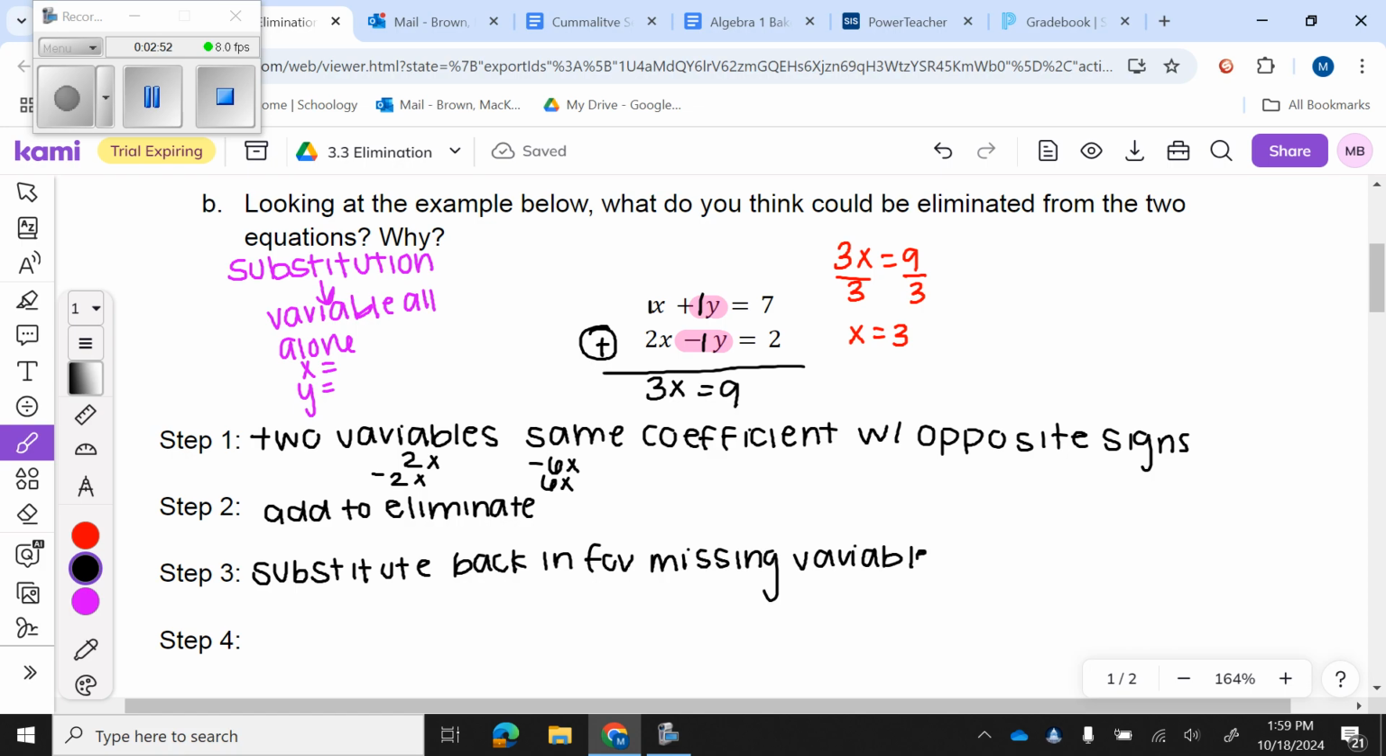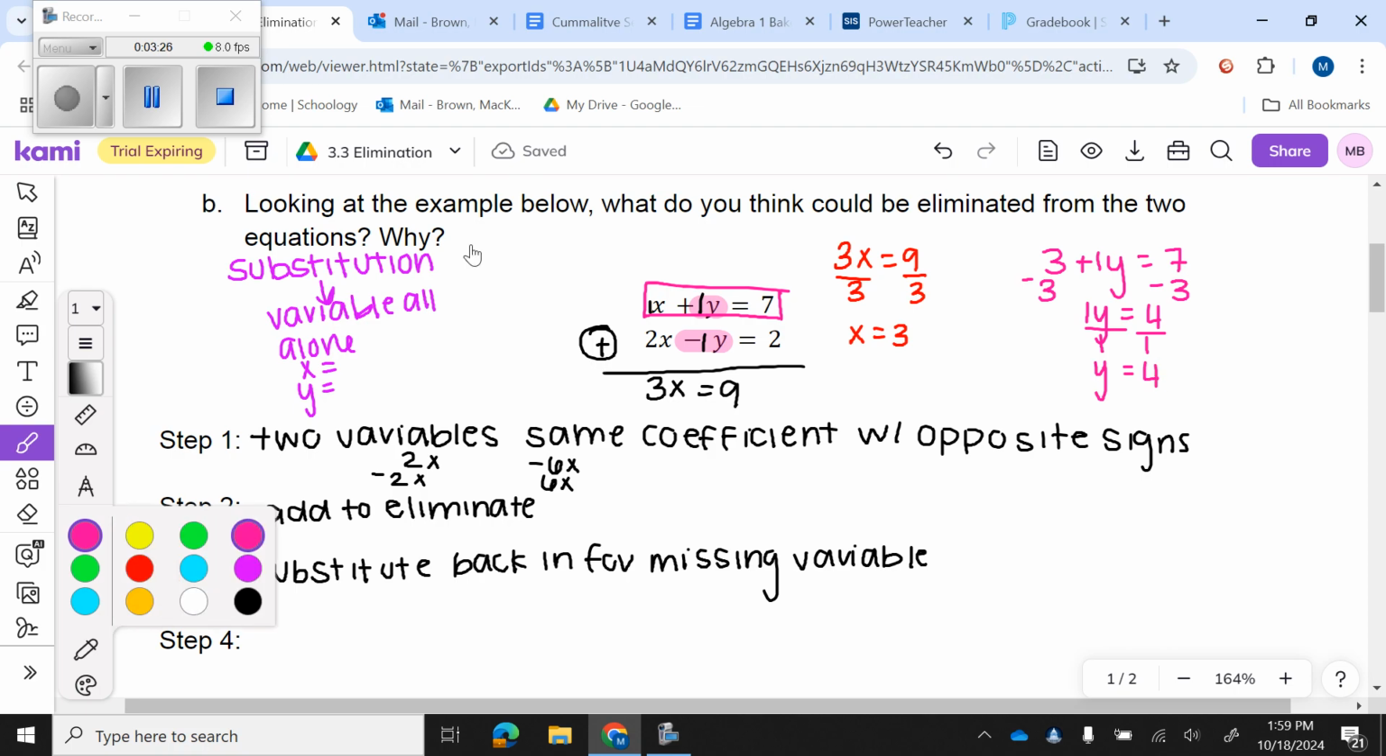This 3 is going to have to go where the x was. It doesn't matter which equation you use. You can use your first one or your second one, but I'm going to use the first one. So instead of an x, I'm going to put a 3 plus 1y equals 7. Unlike substitution, I can't just put this in my calculator because it doesn't just say y equals or x equals. So I'm going to solve this. I subtract 3 from both sides and get 1y equals 4. Dividing both sides by 1, I get y equals 4.